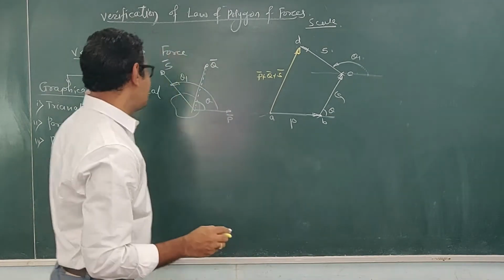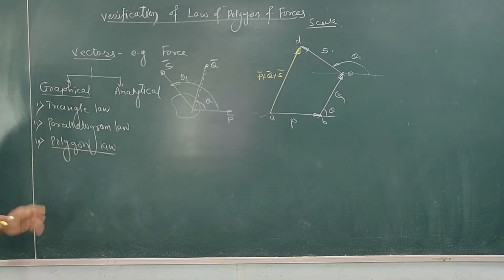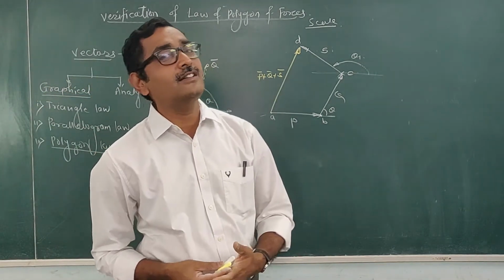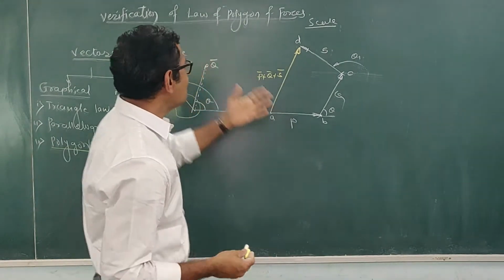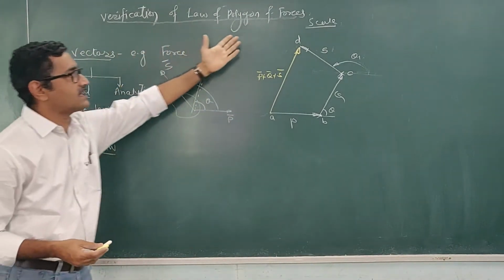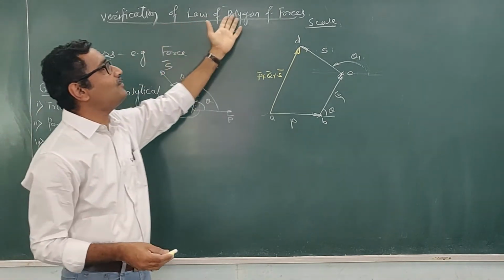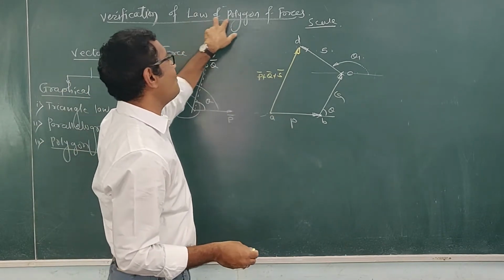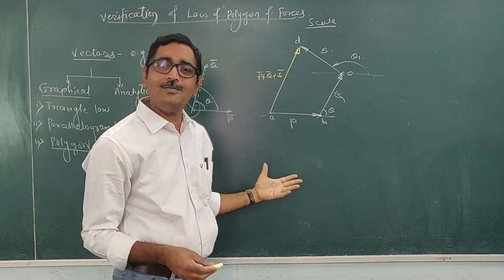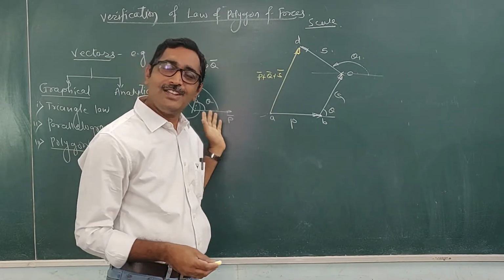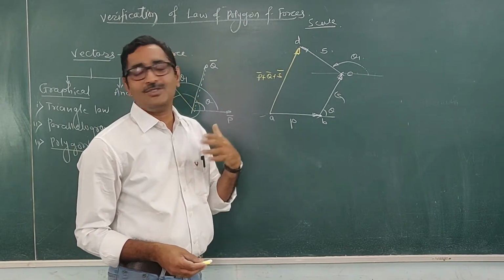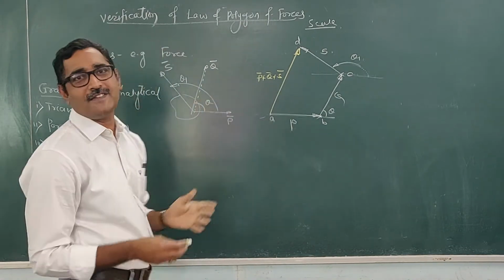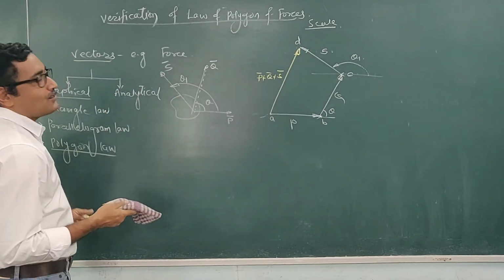Basically, these are the laws which are used to add the vectors. Related to our subject of engineering mechanics, in which we are going to deal with the force systems, we are going to apply this law of polygon to the force systems, and that's why it is the law of polygon of forces. Otherwise, you can apply it for any vector summation. You can add acceleration vector, velocity vector, displacement vector, or any other vectors also. We are going to use it for the forces.